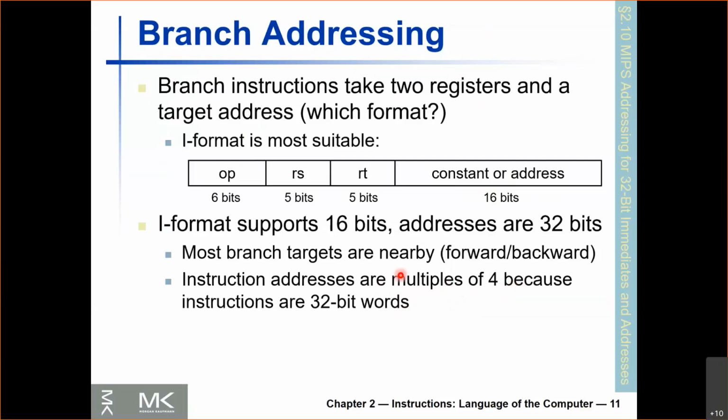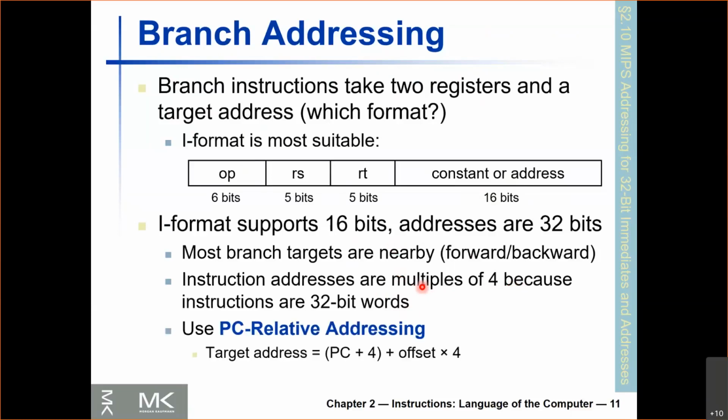Taking advantage of these two observations, we're going to use something called PC relative addressing. What does that mean? It means that rather than storing a 32-bit address in these 16 bits, we're going to store an offset from the current PC, the current program counter. In other words, rather than storing a 32-bit address here, we're going to store how far away the instruction that we're branching to is from the current branch instruction.